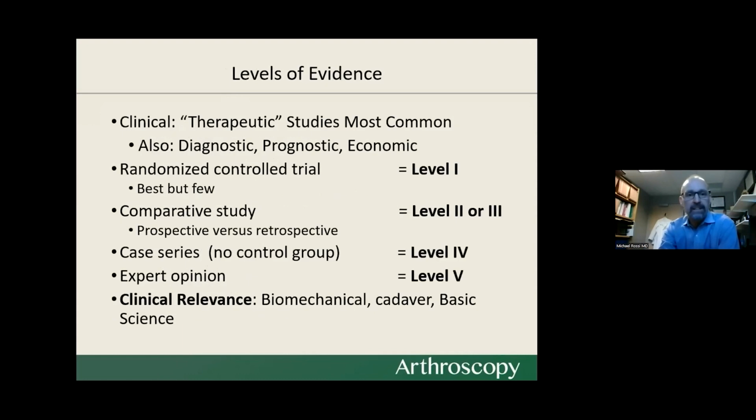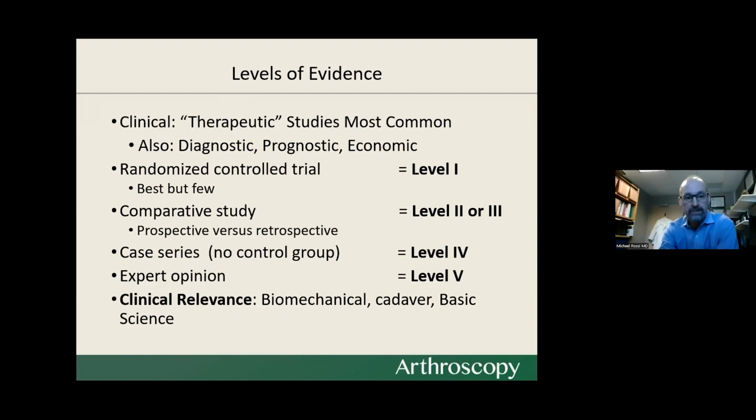We have to examine the level of evidence. There are different types of studies. The clinical studies are the most common. Therapeutic studies tend to be our most profound studies, but there are also diagnostic, prognostic, and economic studies. Our level 1 through 5 studies have to be chosen. The level 1 studies are randomized control trials. They are our best studies, but of course they are our fewest studies.